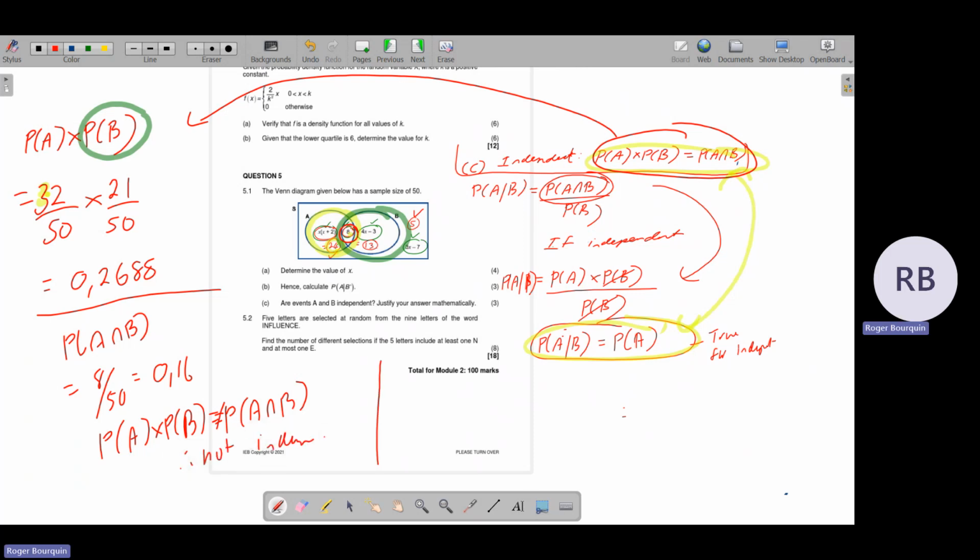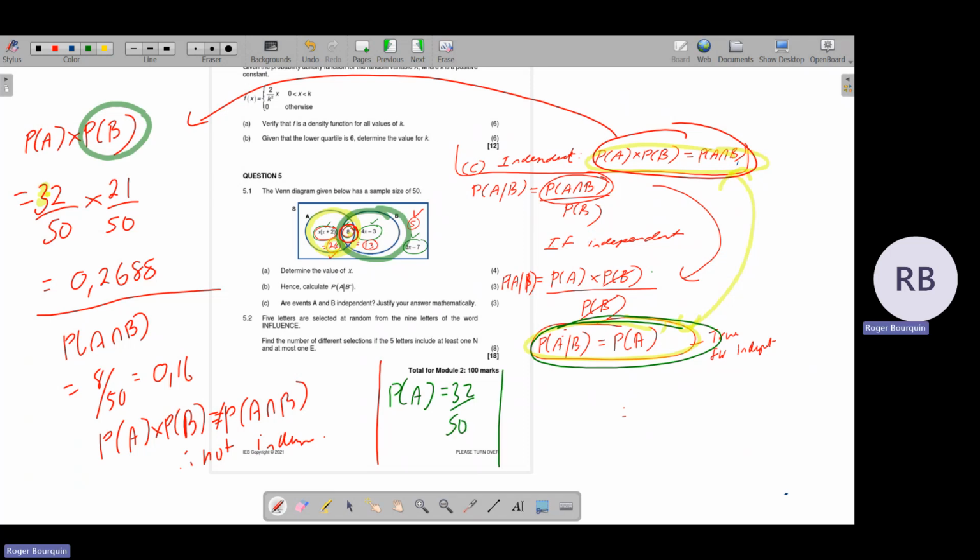But the other way you can do it is to use this logic here, that things will be independent if that happens. So we're going to use that. Then we would say, are A and B independent? Justify your answer. The probability of A given B must be equal to the probability of A. Well, the probability of A, we worked that out. The probability of something being in A is 32 over 50.